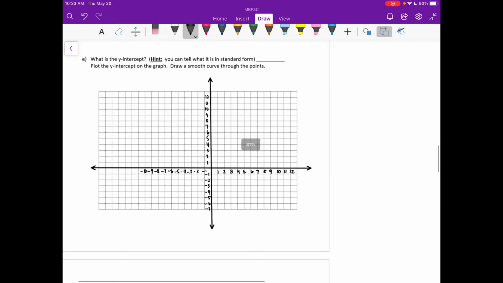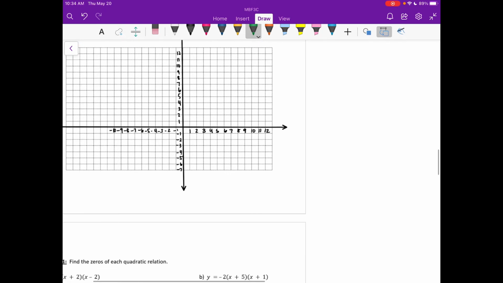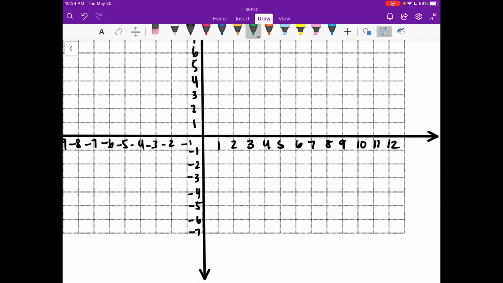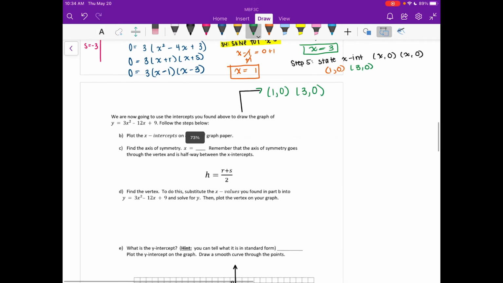All right, so let's go put in our x-intercepts. So I know my x-intercepts from the top one over there are 1 and 0, and 3 and 0. So let's put them in, and for both of my x-intercepts, I'm just going to use this green, so that we can see them clearly on the graph. So 1 and 0 is going to be right here, and then 3 and 0 is going to be right here. And that's all I'm putting in for now. Okay? So I'm done that.